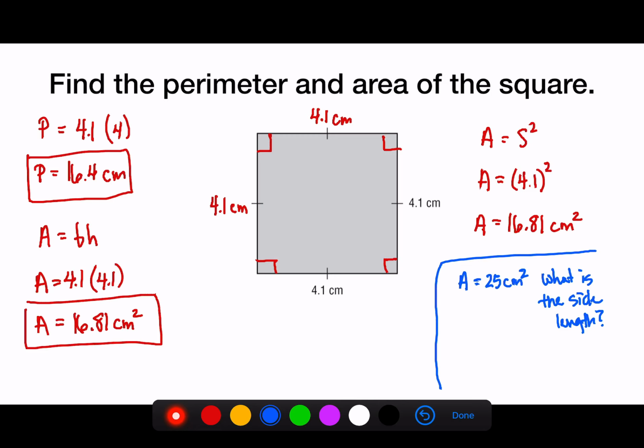Well, in this case, I would need to work backwards. Since the area is the side length squared, I can square root 25, which would equal 5. So therefore, I would know my side length of my square was 5. So by having only one unit or one dimension for my side length, I can go back and forth between knowing what the area is and what the side length is.